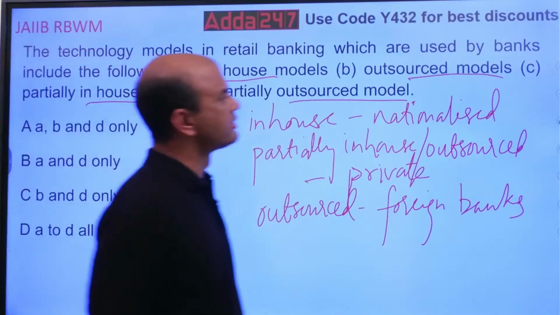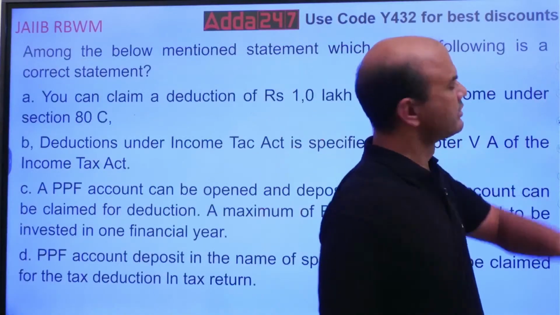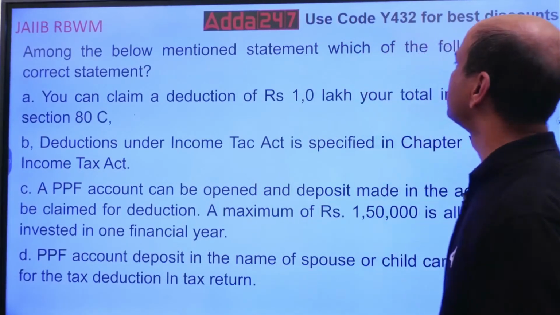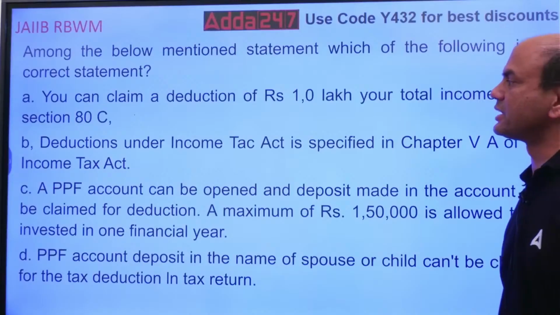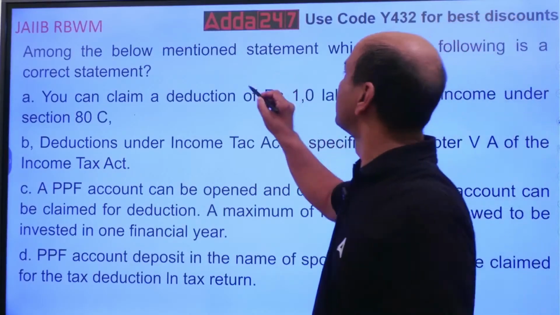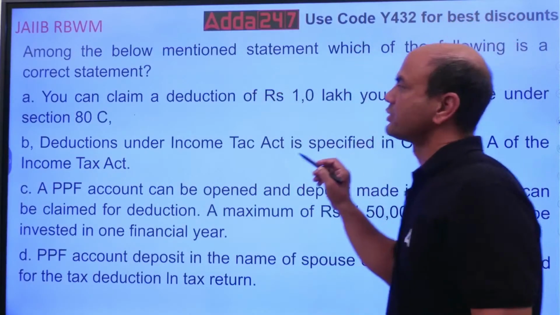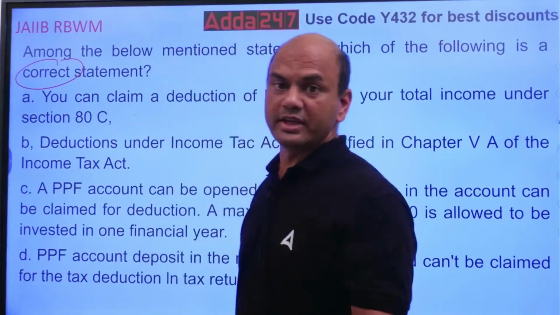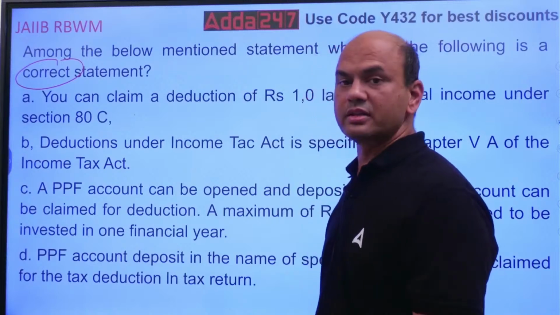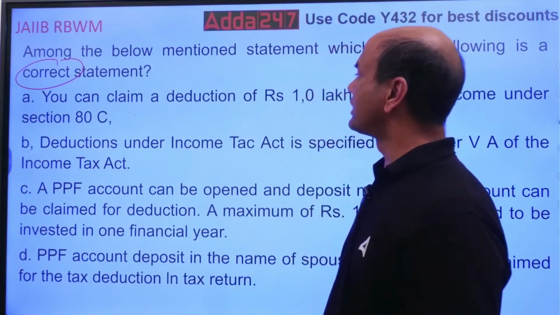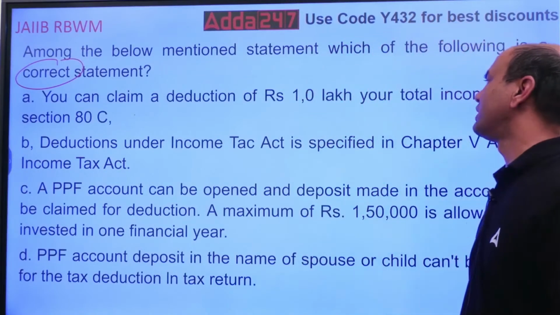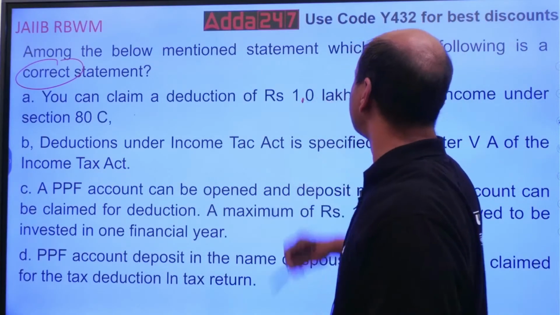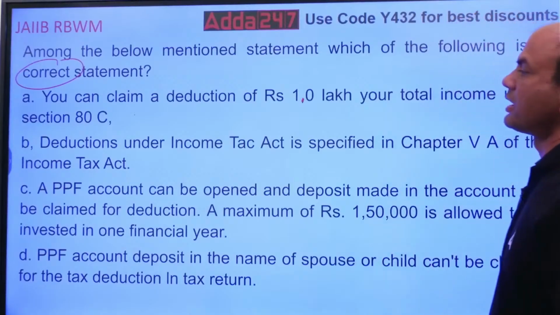Okay, next one. Among the below mentioned statements, which of the following is the correct statement? Now you want correct. Always look in the question what is asked, correct or incorrect. Always check this. You can claim a deduction of rupees 1 lakh of your total income under ATC.